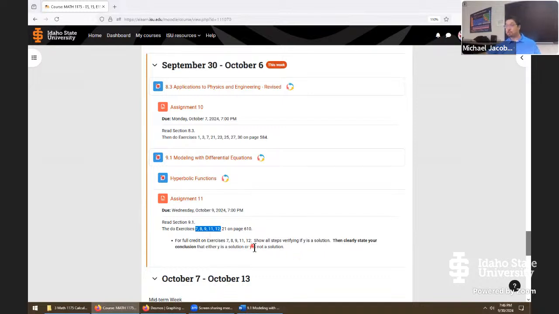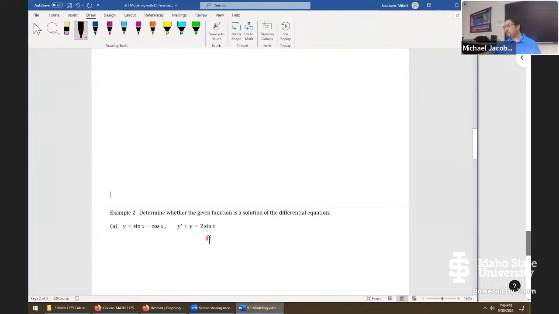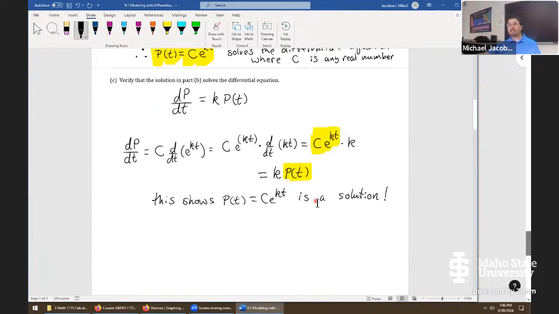I did say for full credit on those problems, you do need to show all the algebraic and calculus steps on verifying. But the major thing that's easy to miss is you also have to make an overall conclusion at the end by saying either yes, y is a solution, or it's not a solution. Much like with what we did right here. Don't forget the conclusion of stating whether you have a solution or not.